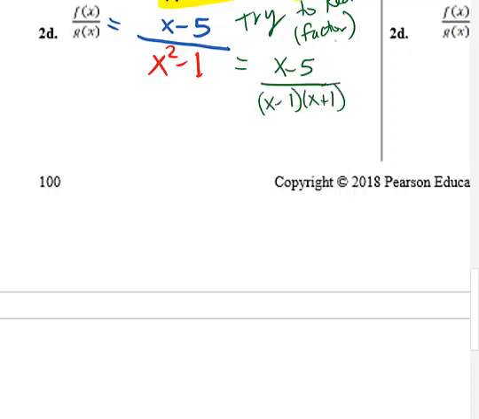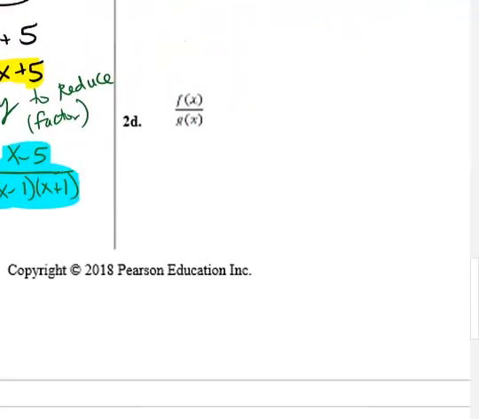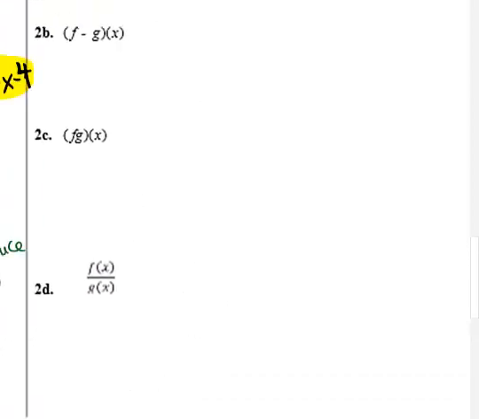If any of these factors were the same, for example, at the top is x minus 5. If this happened to be a 5 right here, that would be another x minus 5, and they would cancel. So those would cancel, and I'd only be left with the x plus 1 in the denominator. But in this case, nothing canceled, so I'm just going to leave it as is.